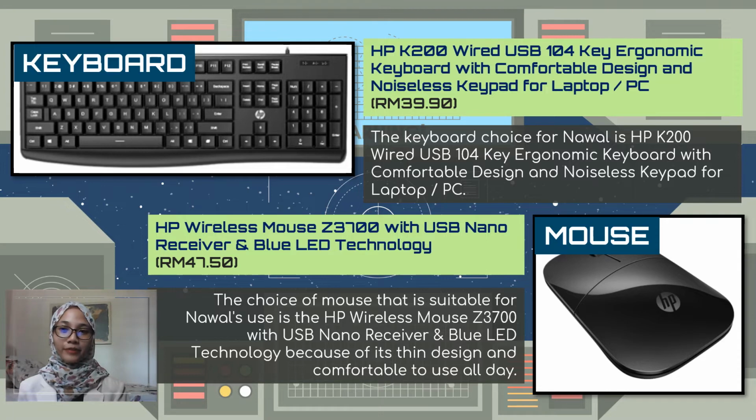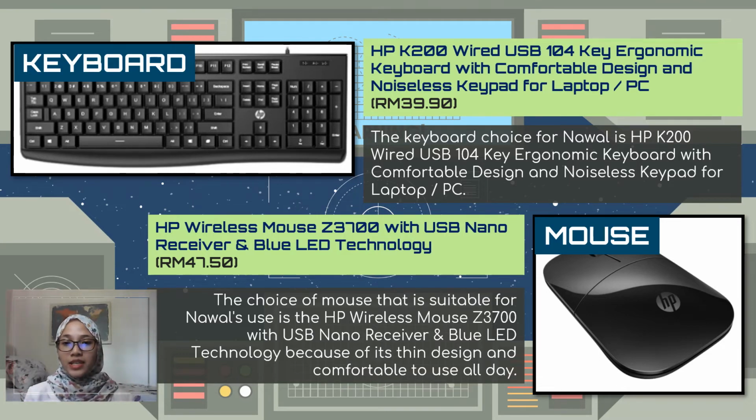The next input device is mouse. The brand of this mouse is also the same as the keyboard, which is HP. The name of the mouse is HP Wireless Mouse Set 3700 with USB nano receiver and blue LED technology. The price of this mouse is RM47.50. The use of the mouse is to point or click on various icons available on the system or computer.